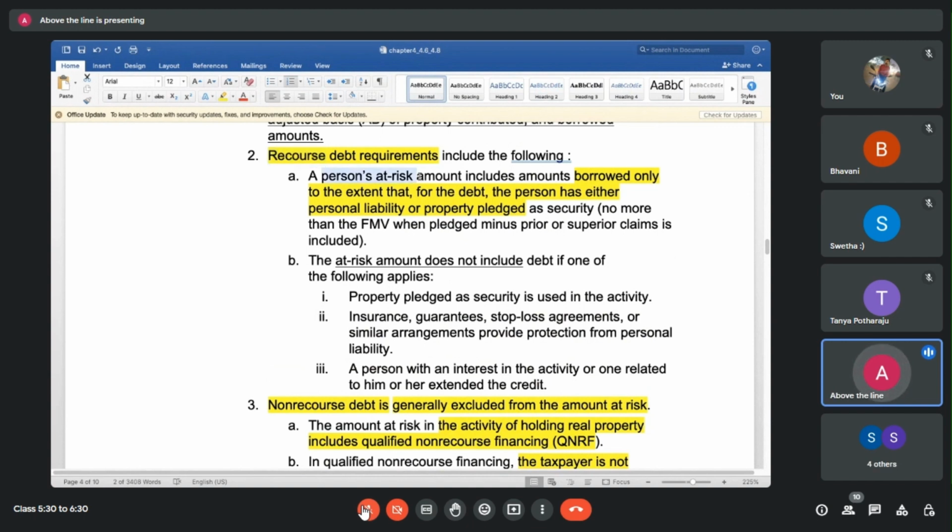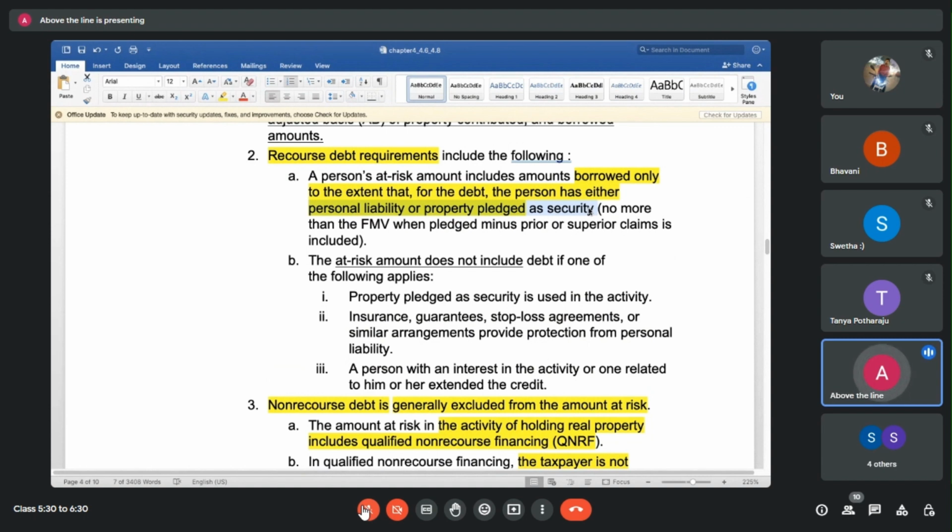A person's at-risk amount includes amounts borrowed only to the extent of the debt for which the person has either personal liability or property pledged as security. Maybe they are getting a loan for the partnership, but one of the partners is very rich or influential or whatever. They said, well, just give us the loan. Okay, here is my house. I'm going to put that as security. Don't worry about it. So that person, because of doing all that, it becomes a recourse debt. If the partnership cannot pay, the bank can go against that particular partner's property, which was pledged or put up as security.